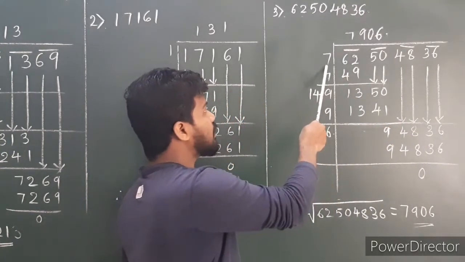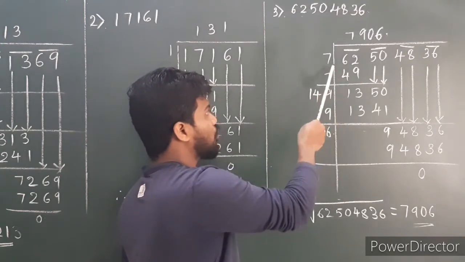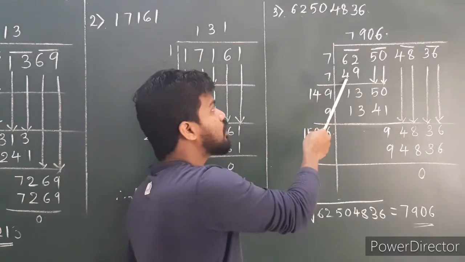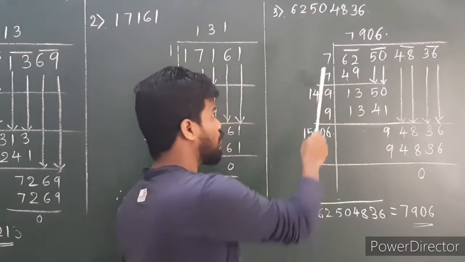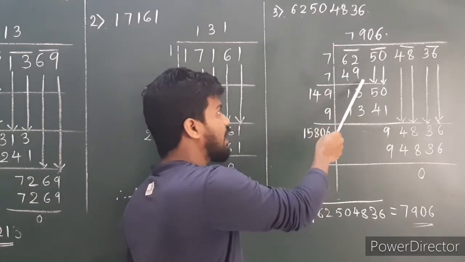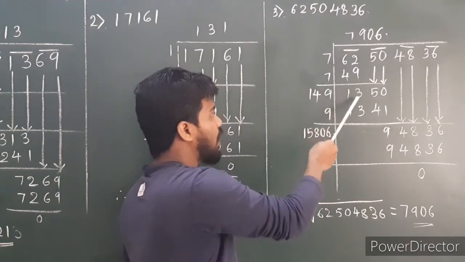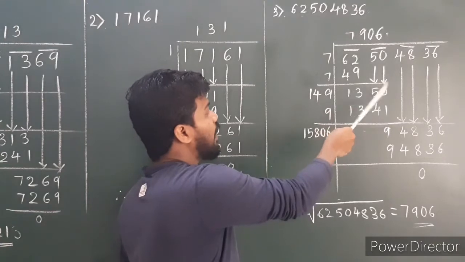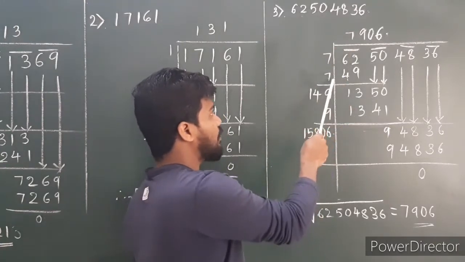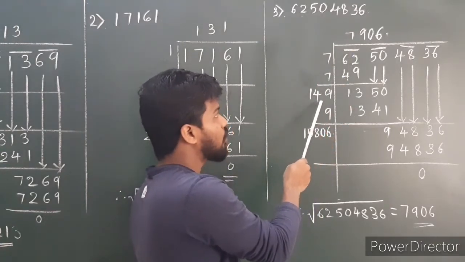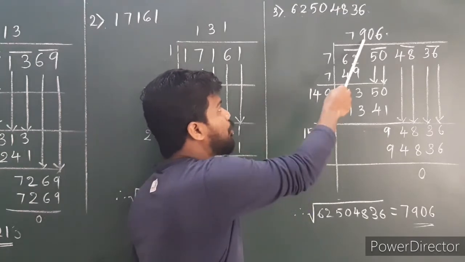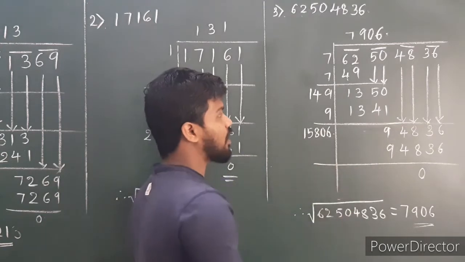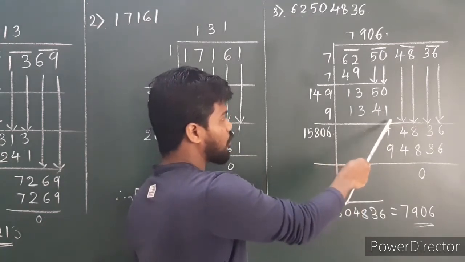Suppose I take 6 into 6, 36. That is too small. So you take 7 into 7, that is 49. If you take 8 into 8, 64, that is bigger. So now you take 7 into 7, 49, and subtraction. 12 minus 9 is 3, and 5 minus 4 is 1. The next numbers are 5 and 0. Here you see that 7 plus 7 is 14. So now 149 into 9. 149 into 9 you get 1341. So that is 10 minus 1 you get 9.